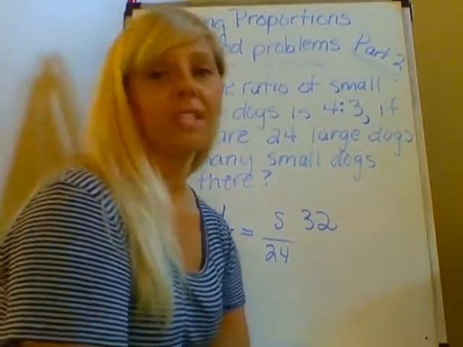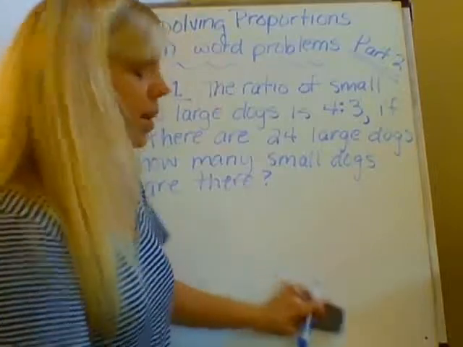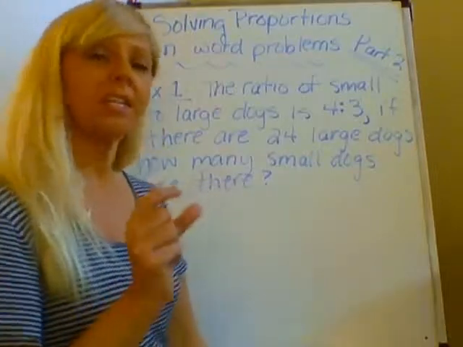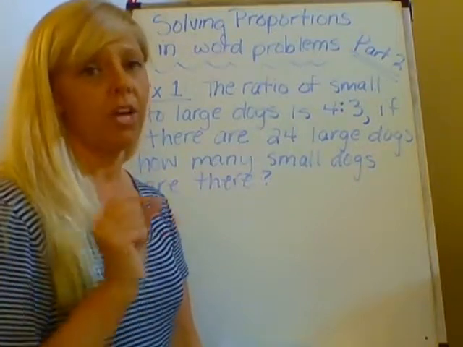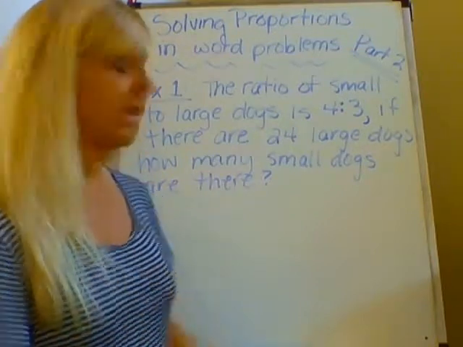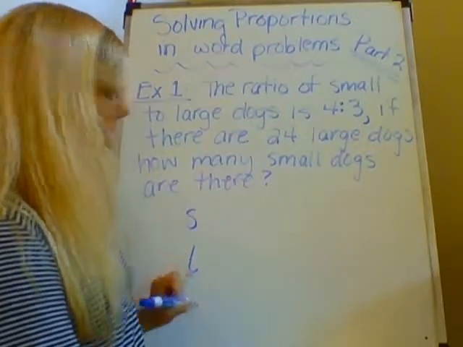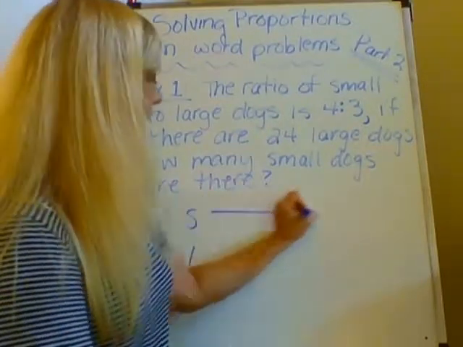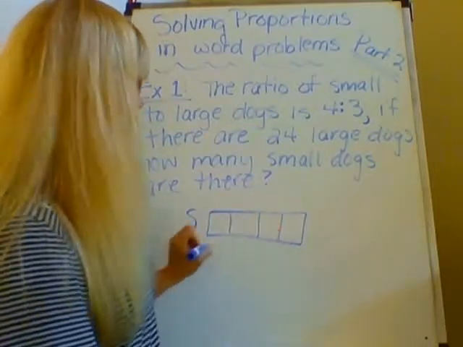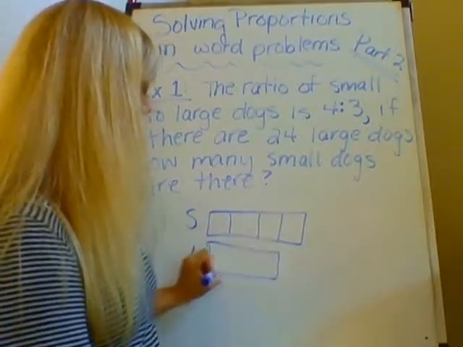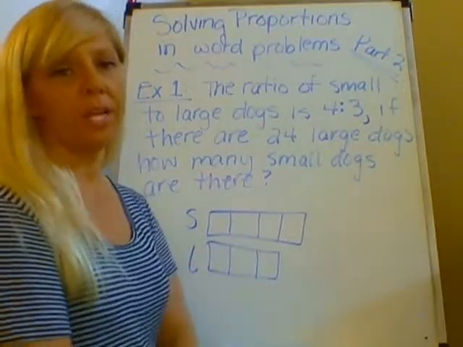So how would I do it with a tape diagram? So a tape diagram is actually little boxes, and we call it a tape diagram because in a tape measure, all the pieces are the same. So in a tape diagram, all of my boxes are going to be the same. So if I have small to large is 4:3, I'm going to draw 4 boxes for my small and then 3 boxes for my large. All right, so there's my ratio, 4:3.